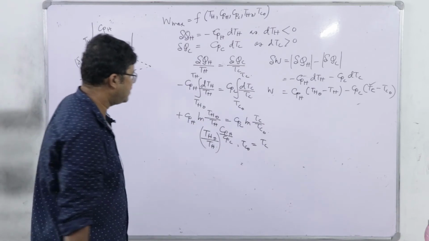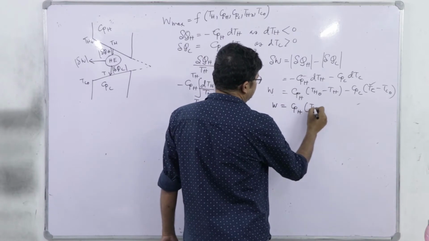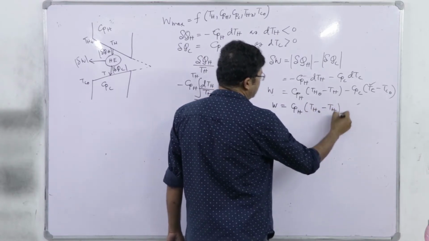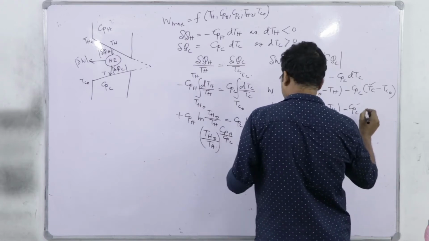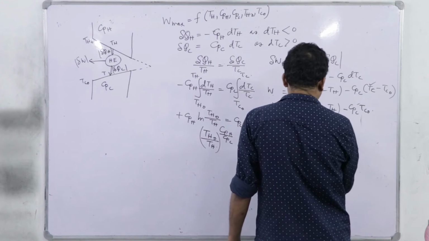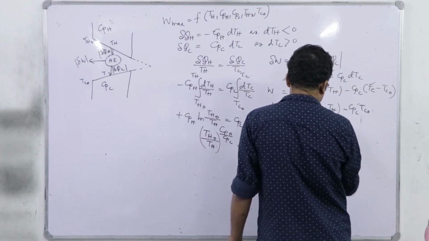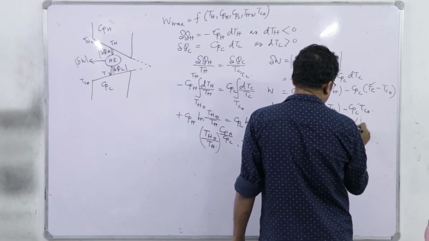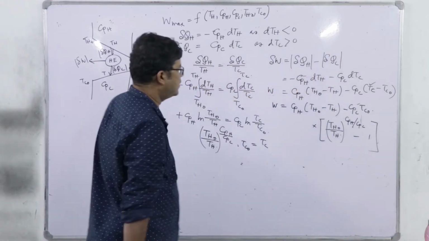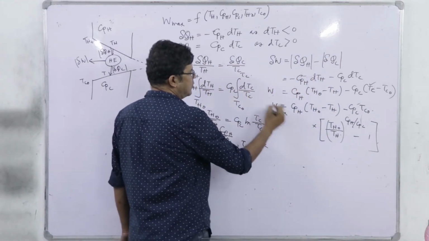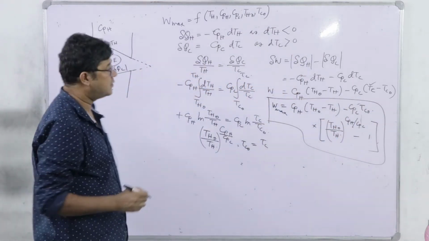So, by simple algebraic manipulation, we can write CPH into (TH naught minus TH) minus CPC. Here you can take TC naught common, then within the bracket (TH naught by TH) to the power CPH by CPC minus 1. Okay. So, that is the expression of W max, because we have used the principle of Carnot cycle.